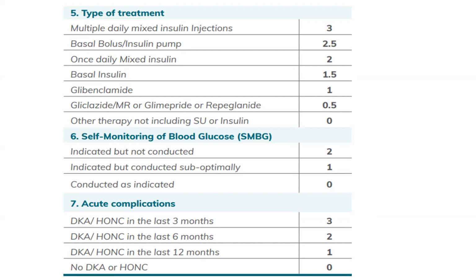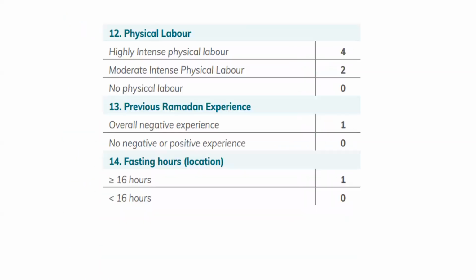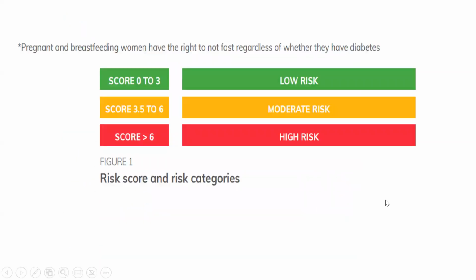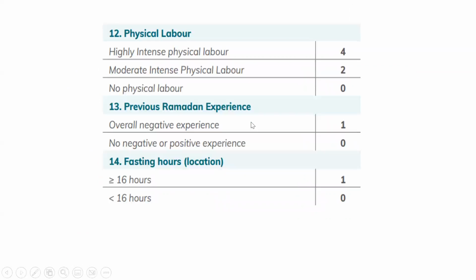Now, this patient ended up having euglycemic diabetic ketoacidosis secondary to the SGLT2 inhibitor. That comes as an acute complication, which is DKA and HONK in the last 3 months. And this patient wanted to proceed with fasting. Now he has a risk element score of 2 plus 3, which is already in the moderate risk zone. 2 plus 3 will be 5, in the 3.5 to 6 range. So ideally this patient would be advised not to fast. This is how we will calculate.